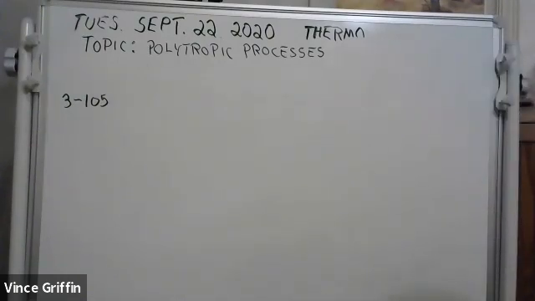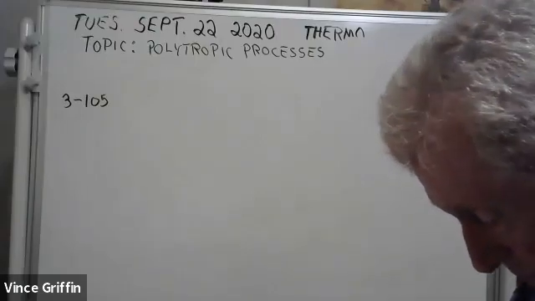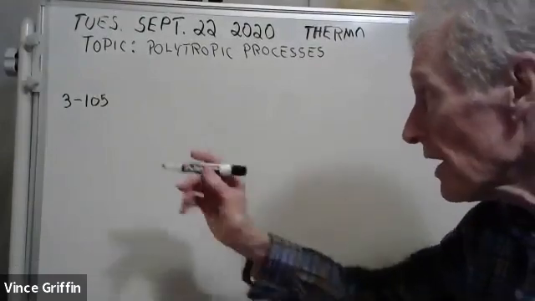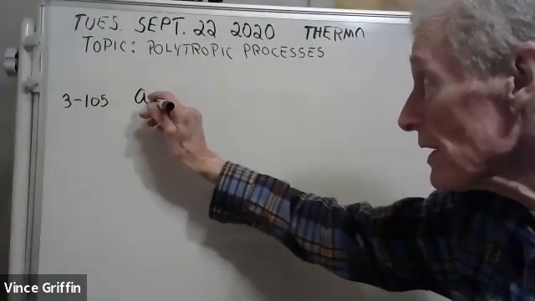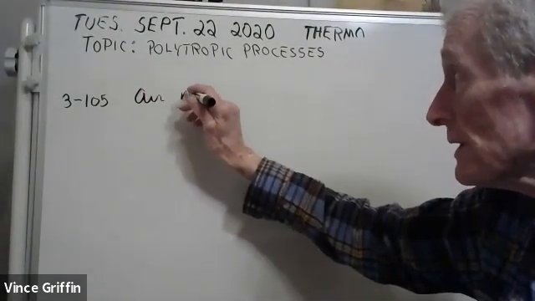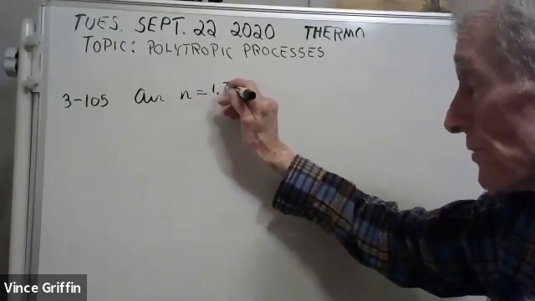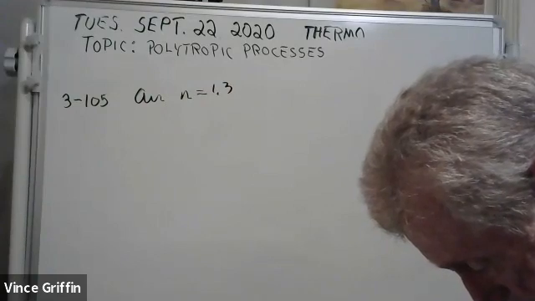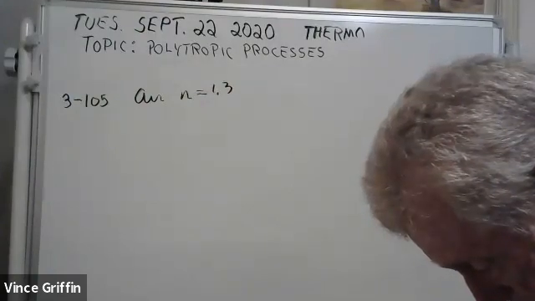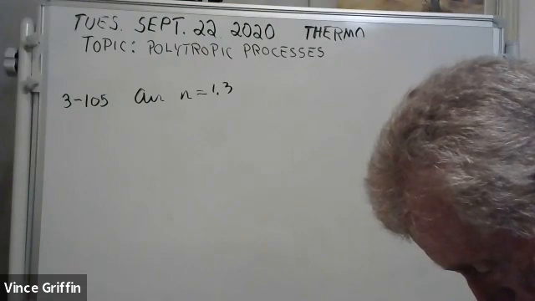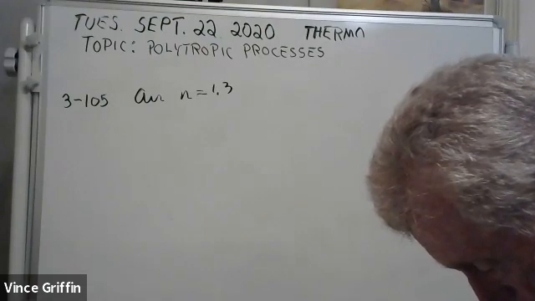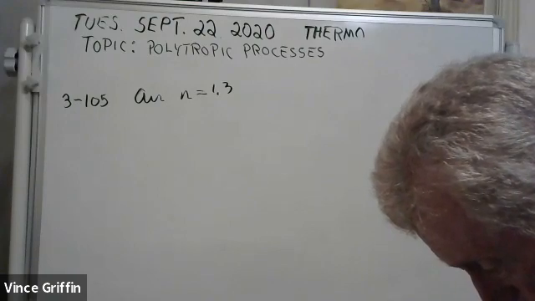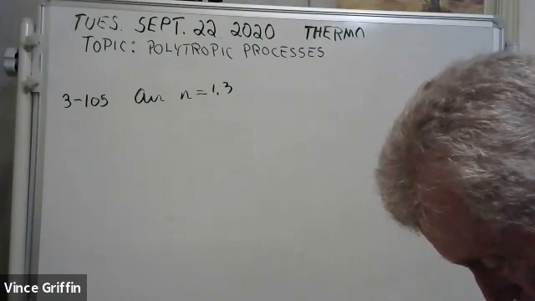Okay, it's air. Air goes through a polytropic process with n equals 1.3. Let me write some of this down. We're dealing with air. n is equal to 1.3. In a piston cylinder, it starts at 2200 kilopascals and ends with a pressure of 200. The pressure went down, didn't it?